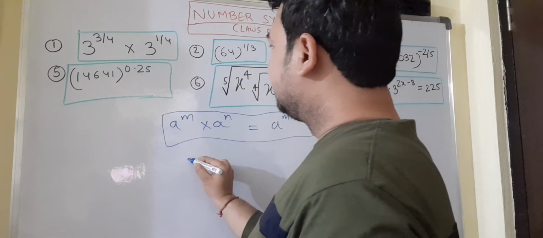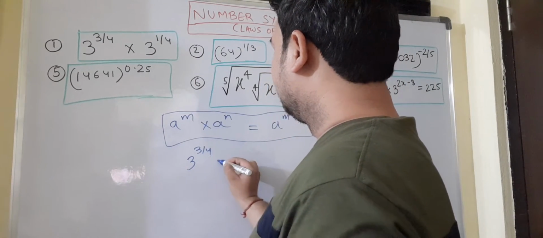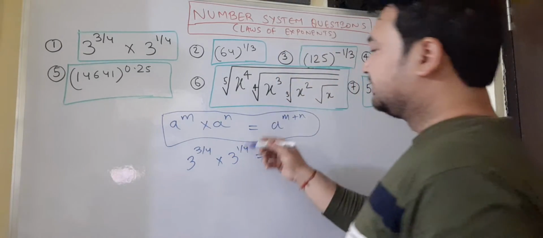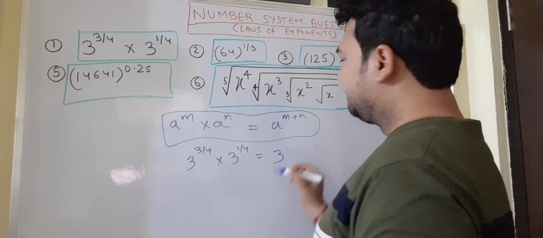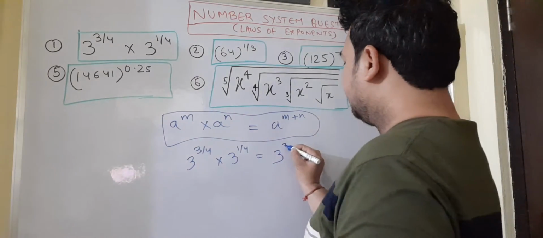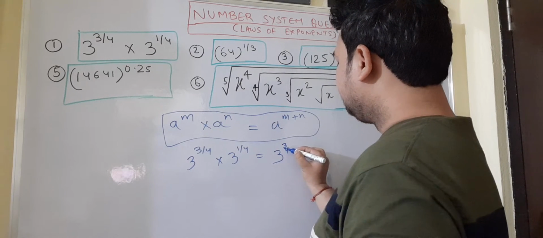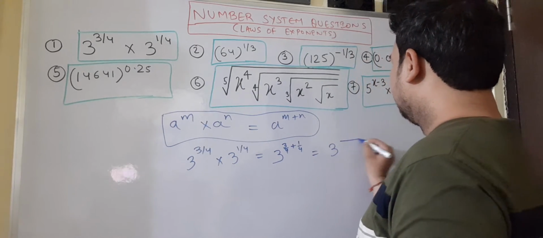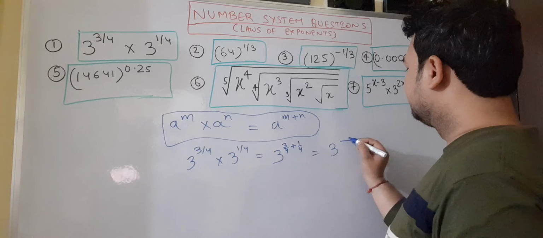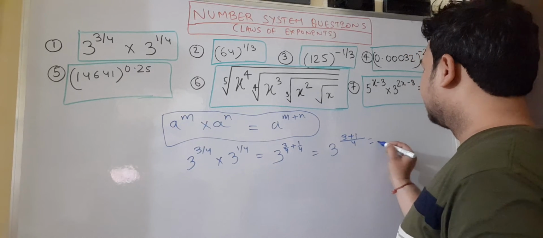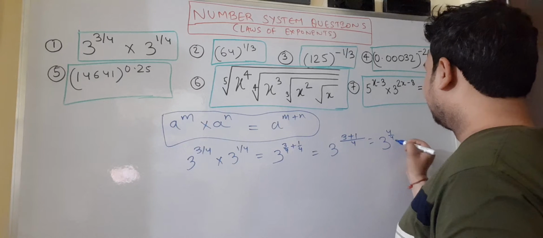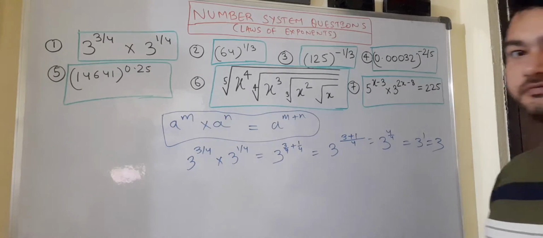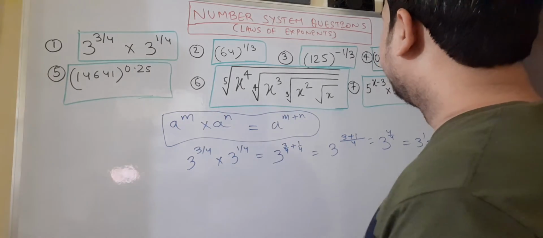We are given 3 raised to the power 3 by 4 multiplied by 3 raised to the power 1 by 4. So this is of the same form. The base will remain the same and the powers will add up: 3 by 4 plus 1 by 4. The denominator will be 4, and 3 plus 1 is 4. This becomes 3 to the power 4 by 4, that is 3 to the power 1, and 3 to the power 1 is 3 itself. The first question is very easy.